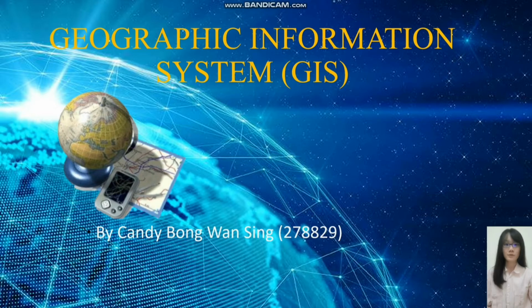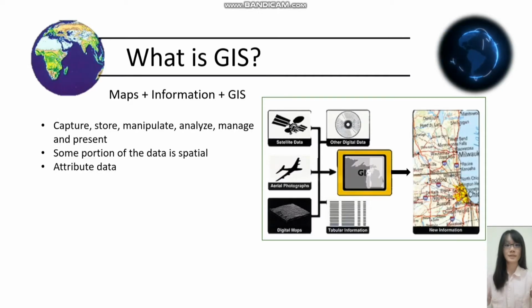Today I'm going to talk about Geographic Information System. A GIS is a system designed to capture, store, manipulate, analyze, manage, and present all types of geographical data. The keyword to this technology is geography. This means that some portion of the data is spatial. In other words, the data in some way refers to location on the Earth.